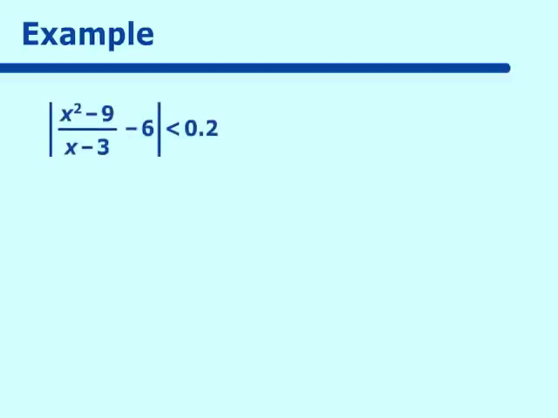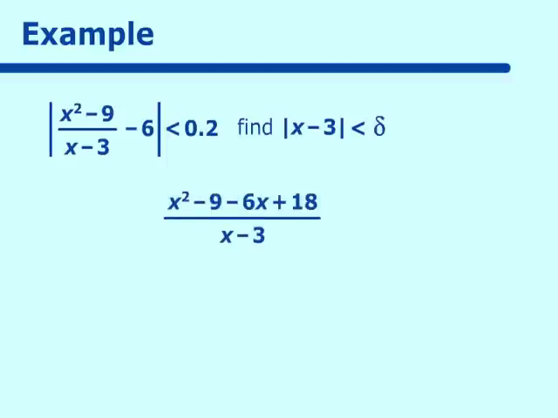We have our absolute value of x squared minus 9 over x minus 3, our f of x, minus our limiting value, which is 6, is less than 0.2, which is our epsilon. We are trying to find our delta, which will be in the form of x minus 3 in absolute value form, and that has to be less than some delta. So somehow we have to make what's an absolute value here into an x minus 3. So the first thing we want to do is get a lowest common denominator. So it's x squared minus 9 minus 6x plus 18 over x minus 3. And we can take off the absolute value signs too, because remember when it says absolute value is less than some number, we can put it between the positive and negative of that number.